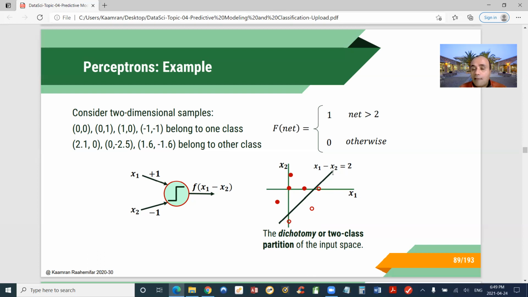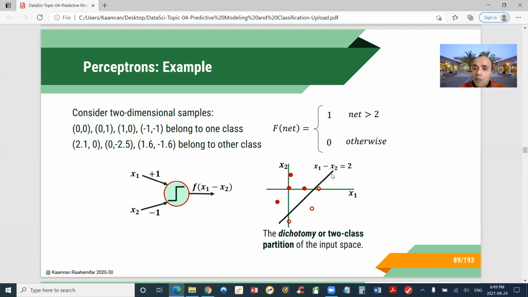Now, this line has a function. The function is x1 minus x2. If you take a look at x1 minus x2, specifically for the other class, you can see that this distance is always greater than 1. Even this one is 0 minus -2.5, so that's 2.5, greater than 2. 1.6 minus -1.6, that's going to be 3.2. That kind of distance doesn't exist here.